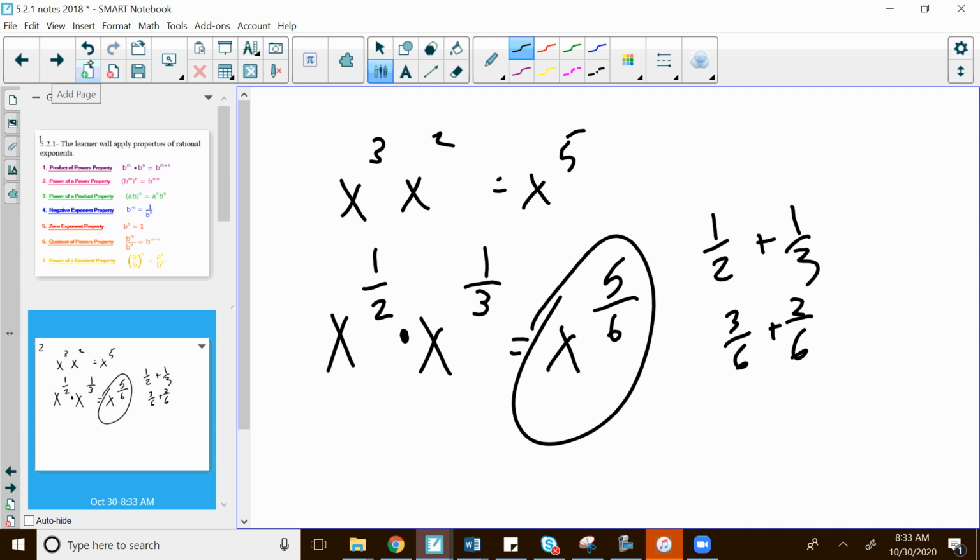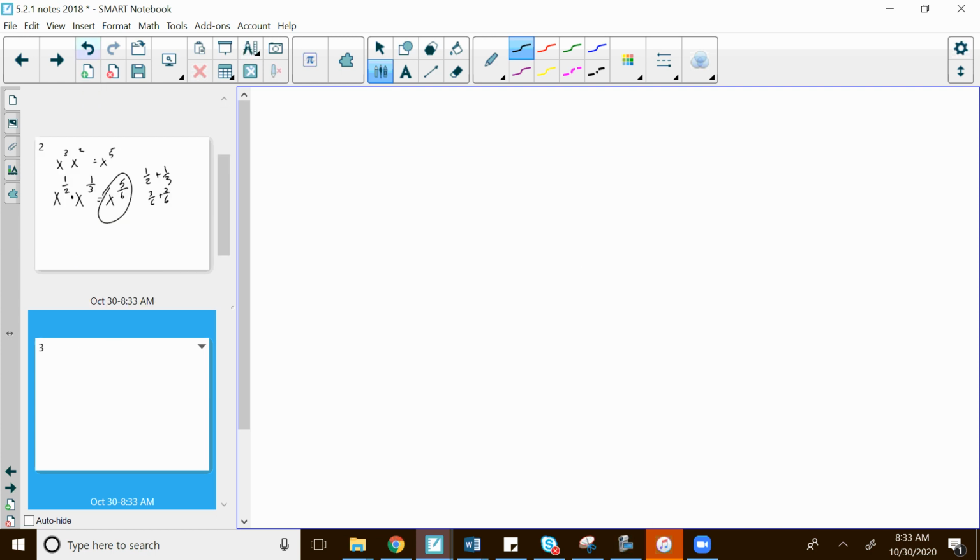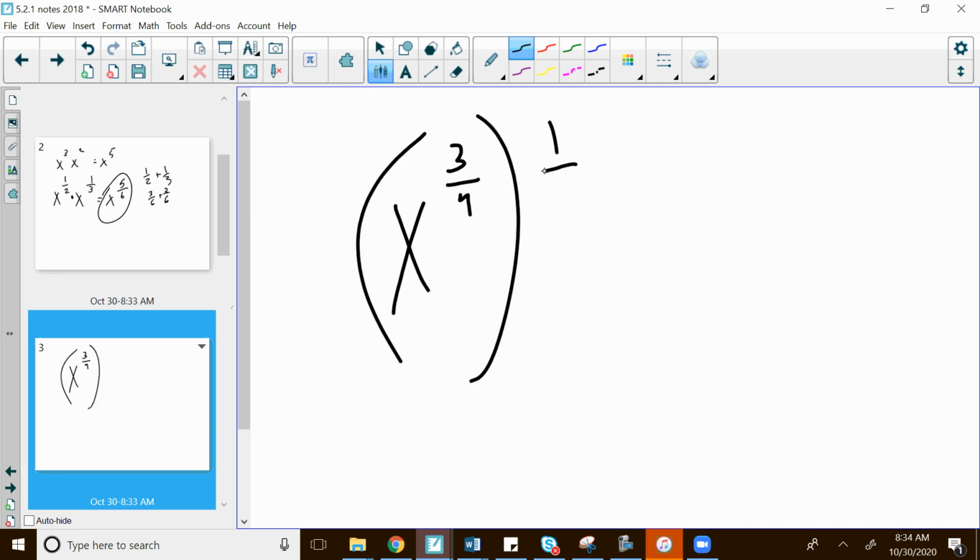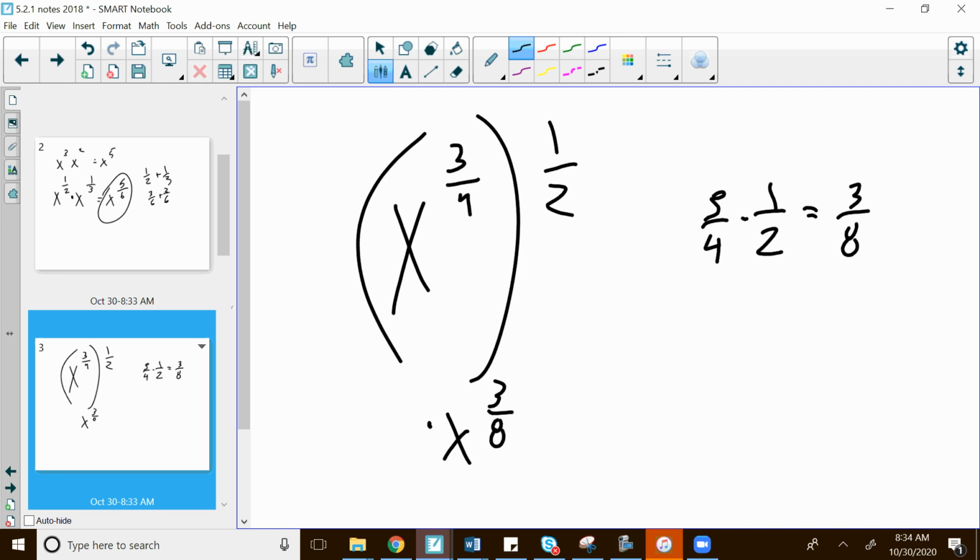Now, in property number 2, when we're taking a power and raising it to another power, now we're multiplying. We are multiplying these two numbers, and obviously, back to 5th grade again, 3/4 times 1/2, we multiply right across, and we get 3/8. So x to the 3/4, all raised to the 1/2, is x to the 3/8.